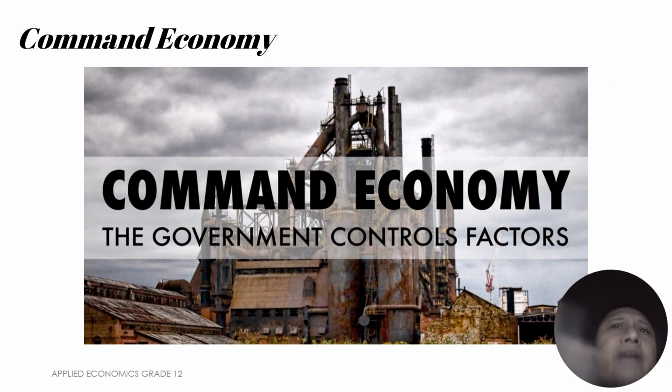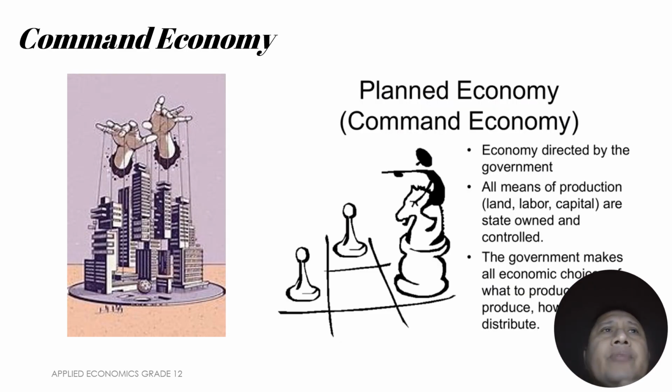Okay? To understand it further, government controls everything. What to produce, how to produce, for whom to produce it. It controls those 3 factors. It's like the economy is a puppet under the control and drawing of the government. It's also known as planned economy. So economy is directed by the government. A perfect example is China, North Korea, Russia. All means of production, labor, land, capital are state-owned and controlled.